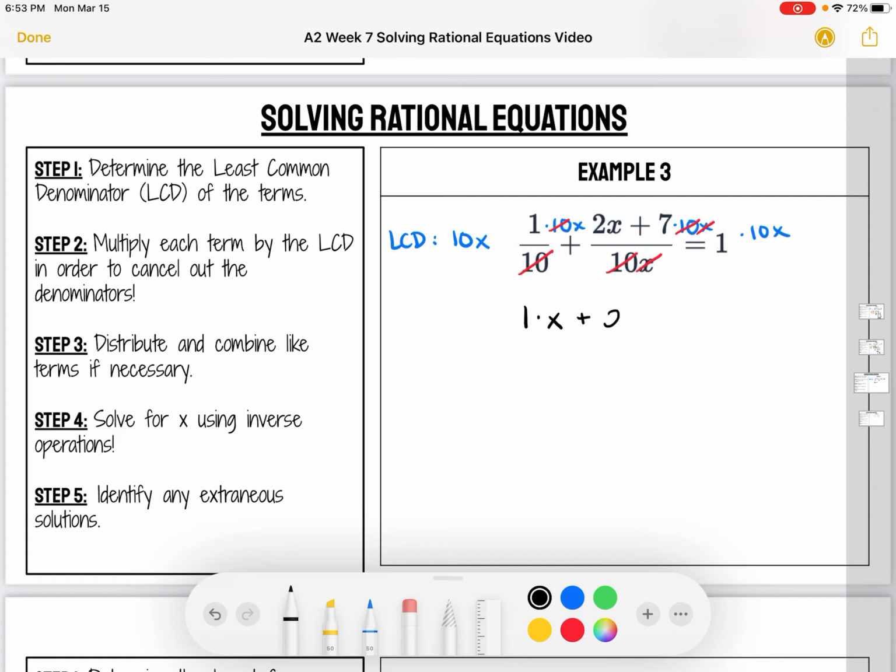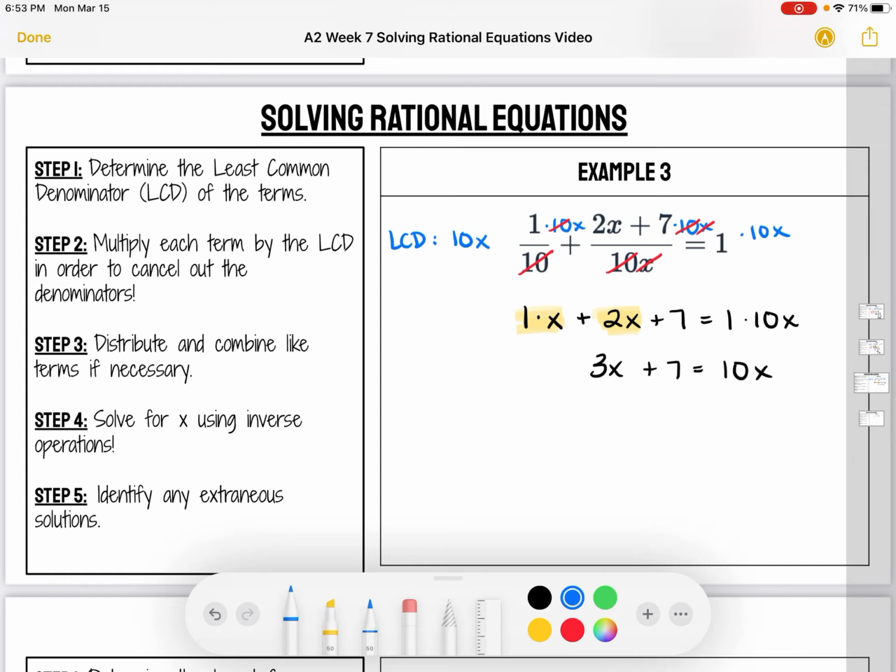Here, everything canceled out, so I just have 2x plus 7, and then 1 times 10x on the right side. So 1 times x leaves me with just x. Well, I don't really need to do that. I can just go ahead and combine my like terms. We know 1 times x is 1x. 1x plus 2x gives me a 3x plus 7, and then 1 times 10x is just 10x.